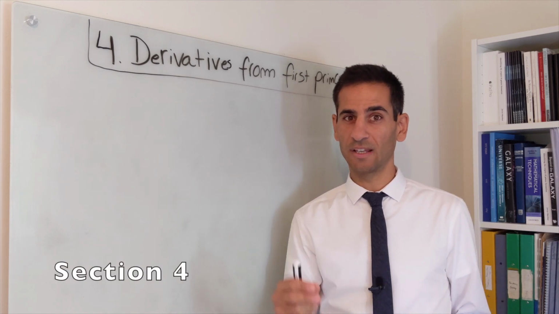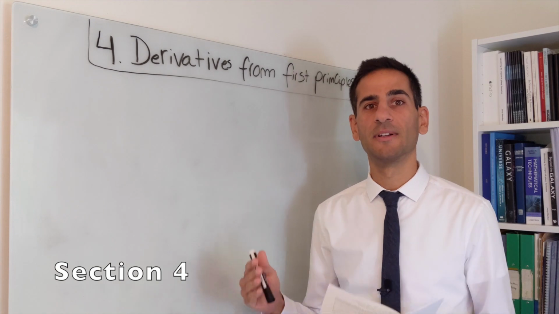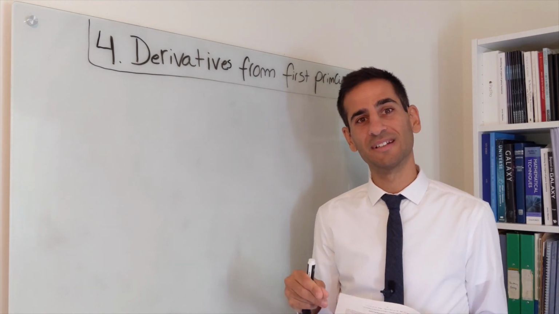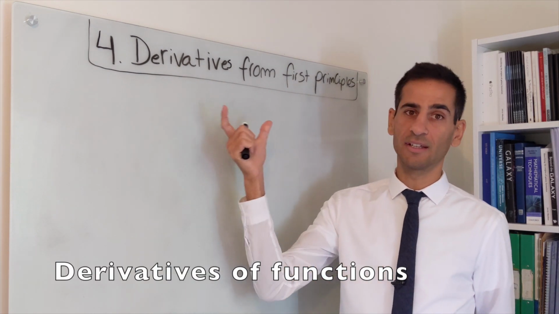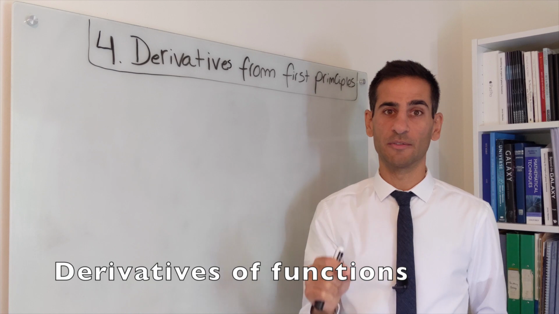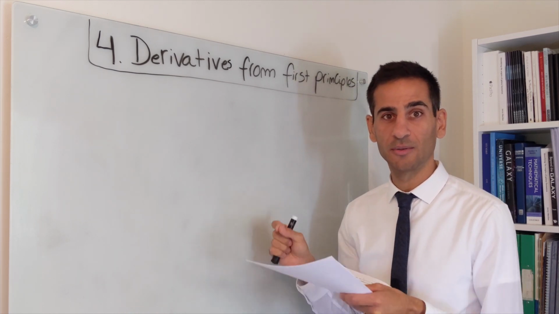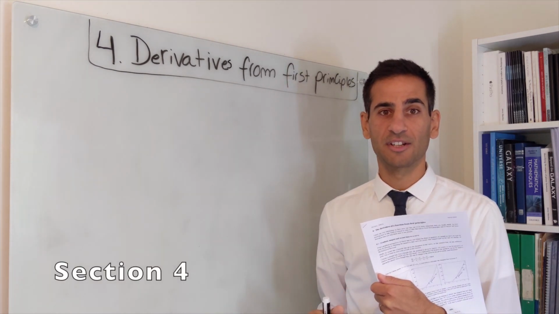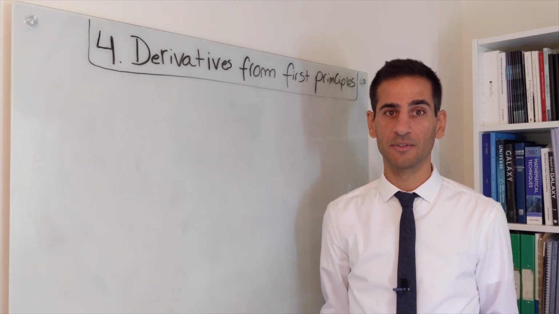Limits are really important and interesting with a lot of applications, but physics 101, it's not functions and limits, it's functions and differentiation. Limits are crucial though to actually define what a derivative is, and this is what we're going to be focusing on right now. This is for section 4, derivatives from first principles.